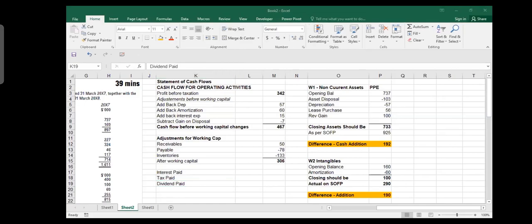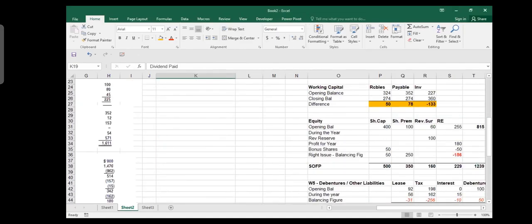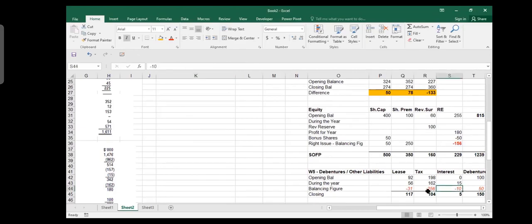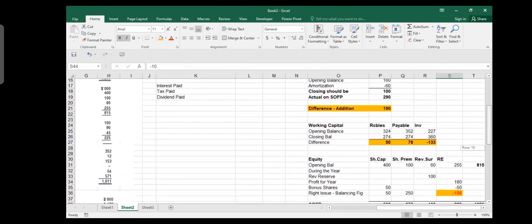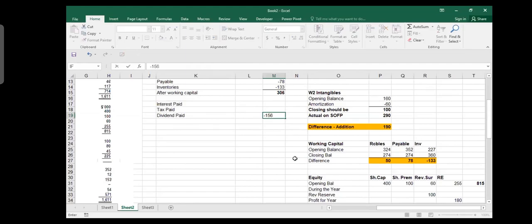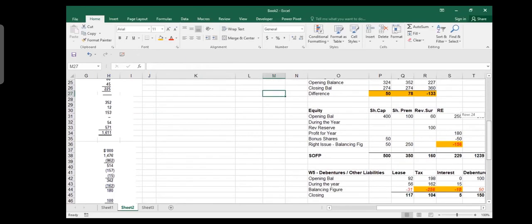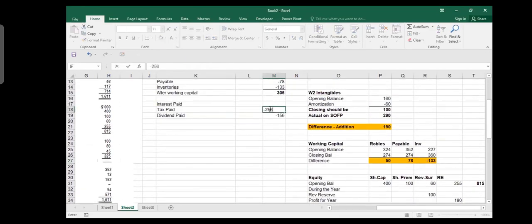So how much was interest paid? If we pay attention here, we made our liabilities and we said that interest paid was minus 10. Tax paid was minus 256. Okay. And dividend paid was minus 156. So these are the three numbers I'm going to use: tax paid, interest paid, dividend paid. Is it clear? Okay. Minus 156, minus 256, and this is minus 10.